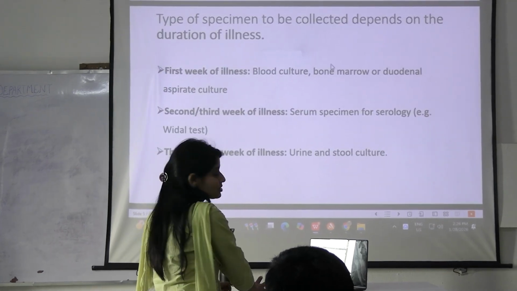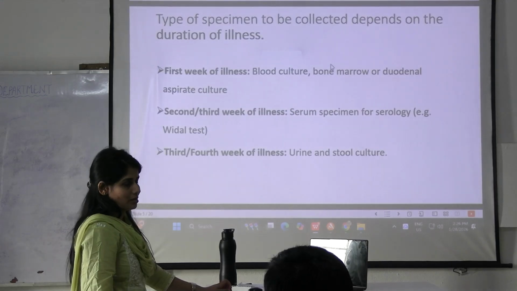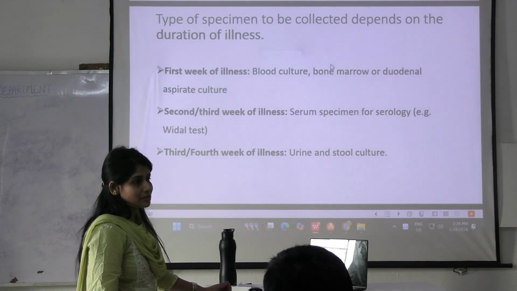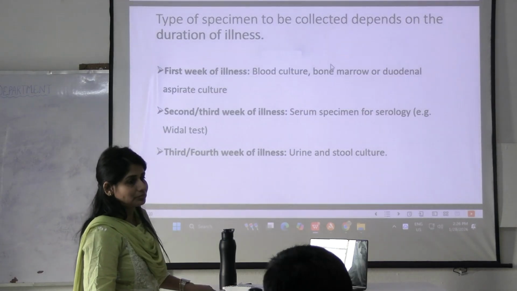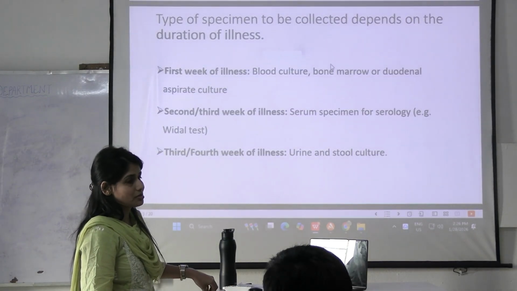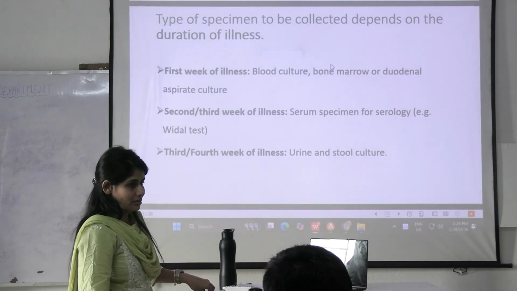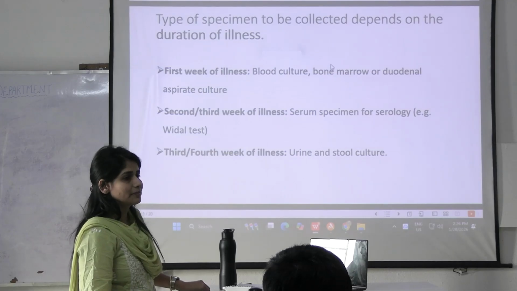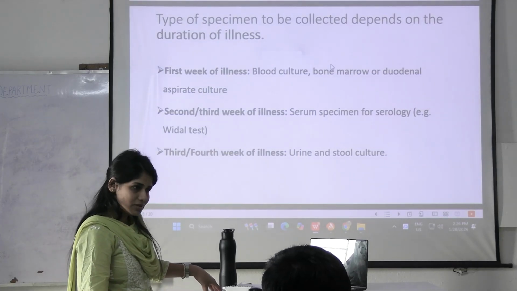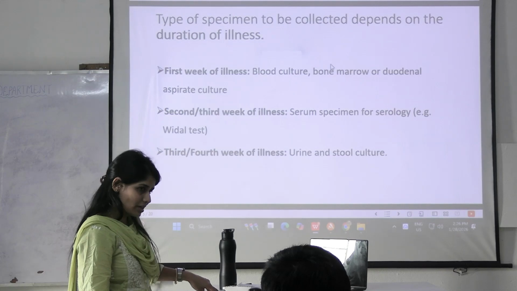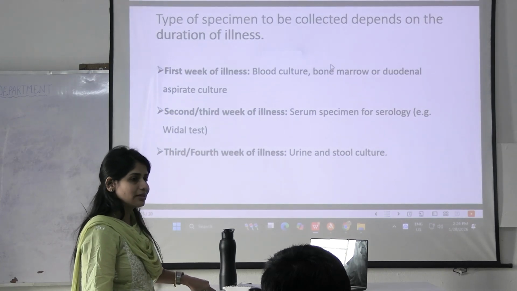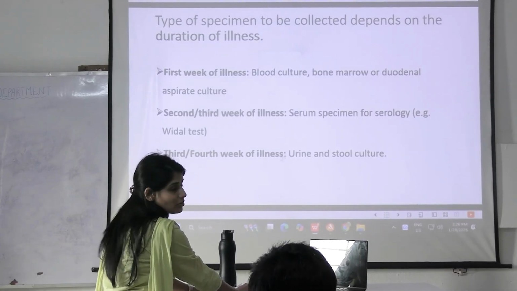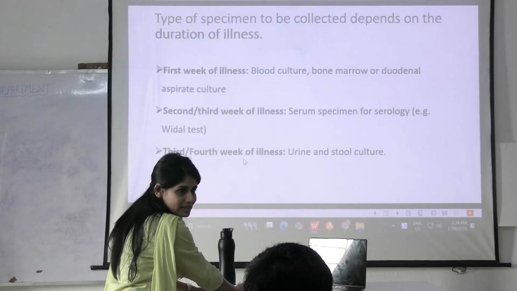Then what are the specimens that you can collect? Since the organism is present in the blood system, what is it known as? I taught you in the last class. Bacteremia, right? So for bacteremia, what is the sample you will collect here? In the first week, blood. Then the antibodies will start to form. What sample will you collect in the second week to perform the Widal test? You will take a blood sample. Then for the third and fourth week of illness, you can take urine and stool samples. Okay.